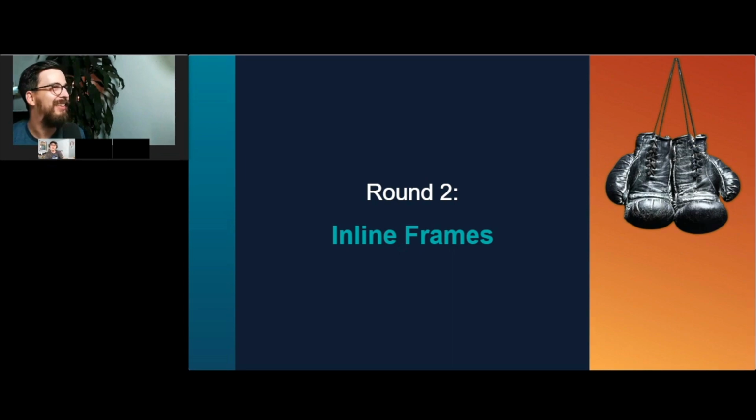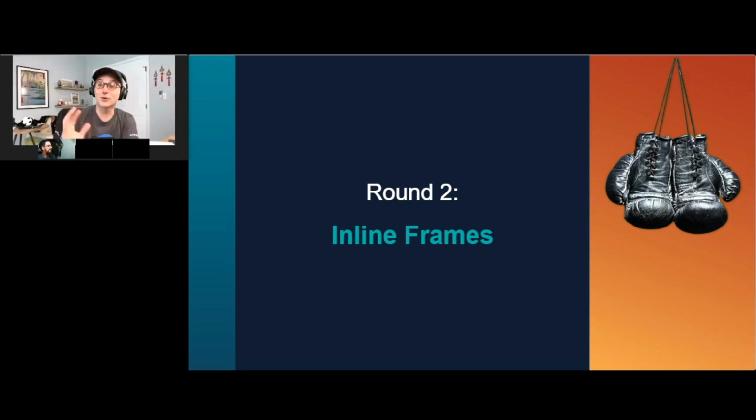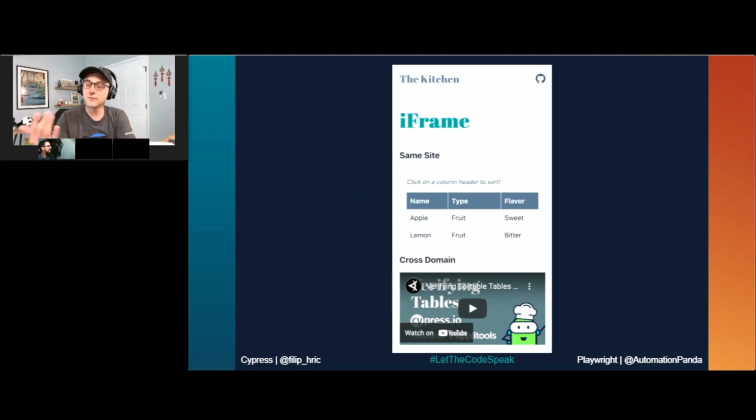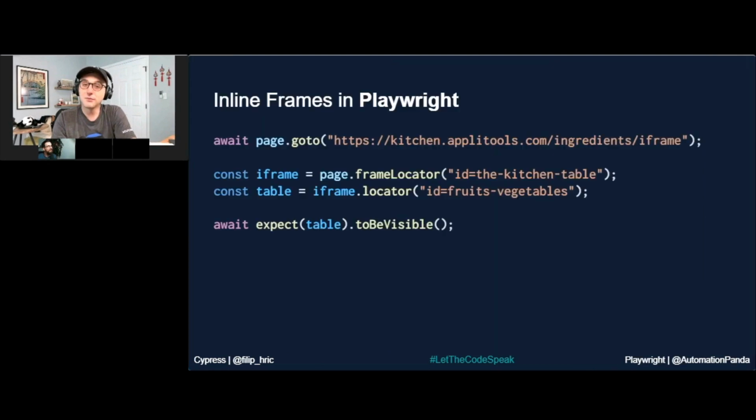All right, so next round is inline frames or iframes. Here's the page we're going to do. This is from the Apple Tools Cookbook website. Basically, we're going to have an iframe with some elements inside of another page, and we're going to be interacting with that. So this time, Playwright will go first. Again, the page.goto should look pretty familiar to what we had before. You could actually test out this page yourself if you wanted to.